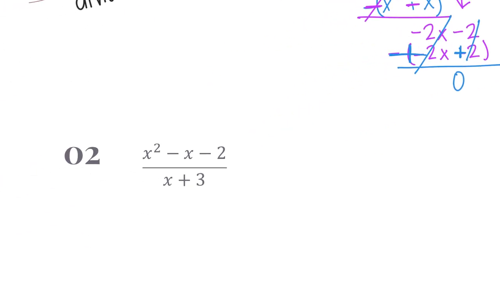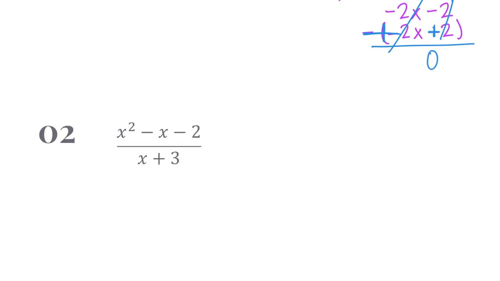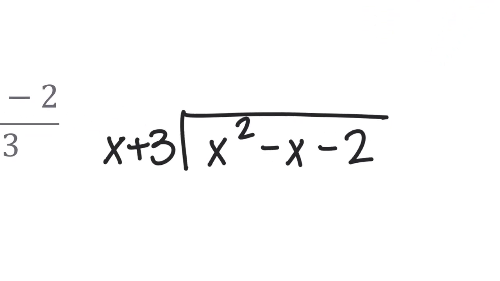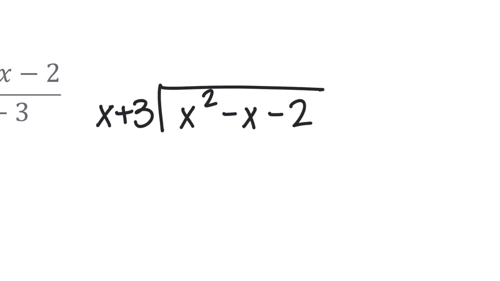Same thing, set up first. So I'm going to have x squared minus x minus 2 divided by x plus 3. This is how it should look set up, and this is what we're going to work with. So looking at it, what times x gives me x squared? It's just going to be x. So now, x times x is x squared. X times 3 is 3x, and it's going to be positive.